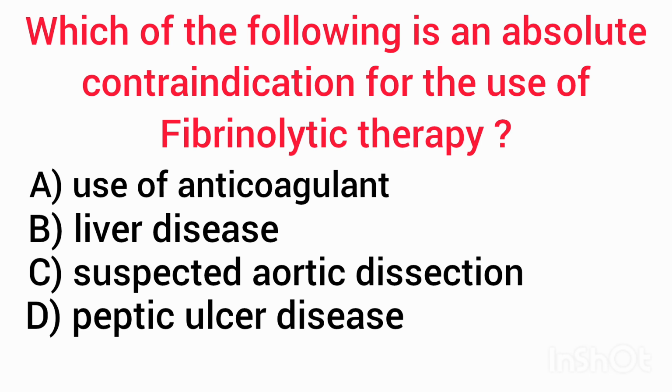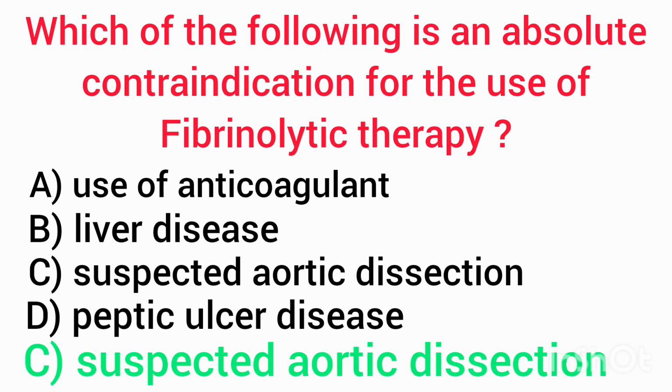Which of the following is an absolute contraindication for the use of fibrinolytic therapy? Use of anticoagulant, liver disease, suspected aortic dissection, peptic ulcer disease. Answer: suspected aortic dissection. Next question.